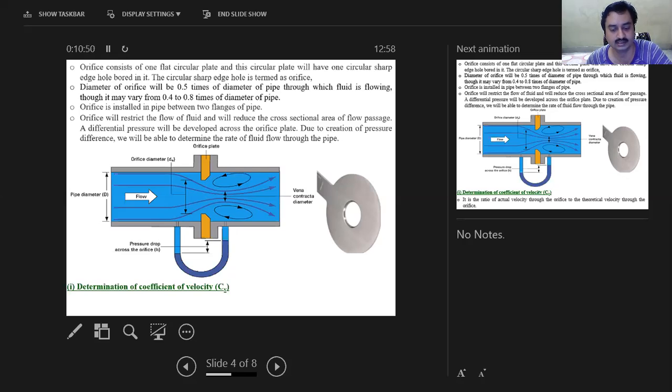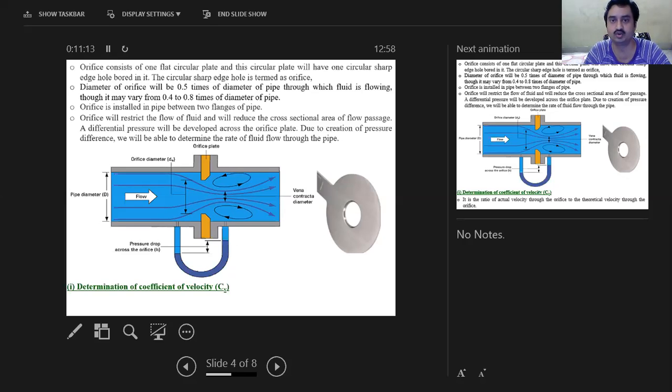Okay, next point is let's discuss the three parameters one by one, which we want to discuss. That is the coefficient of velocity, then coefficient of contraction, then coefficient of discharge. So let's discuss these three parameters one by one. First point is determination of coefficient of velocity. Coefficient of velocity represented by CV.